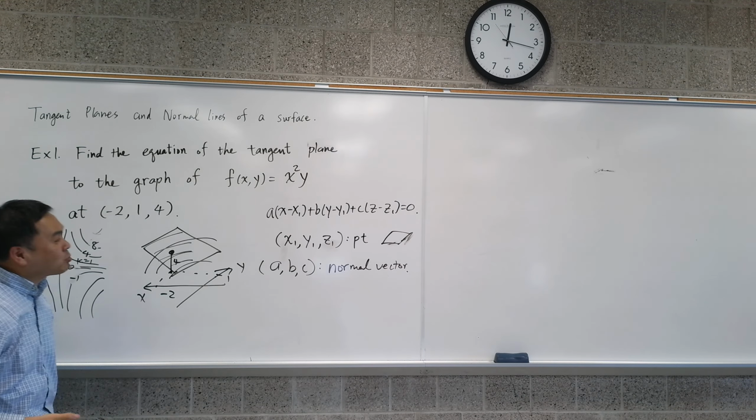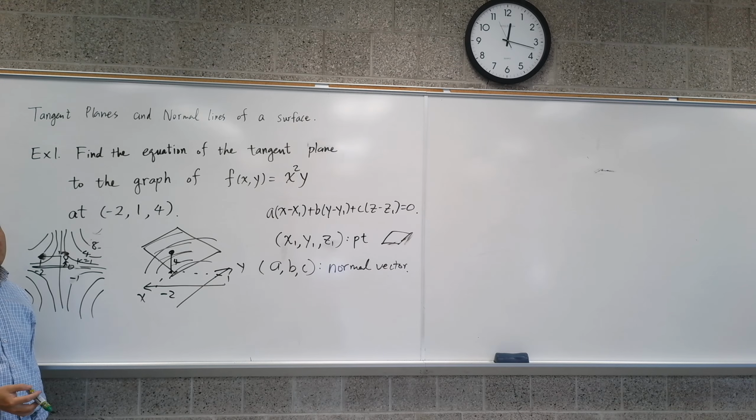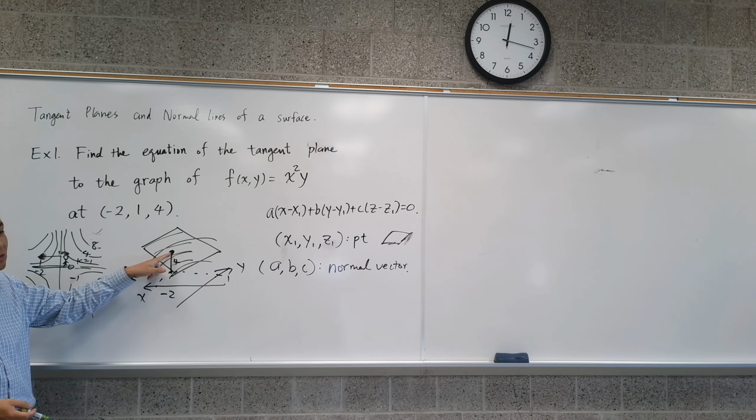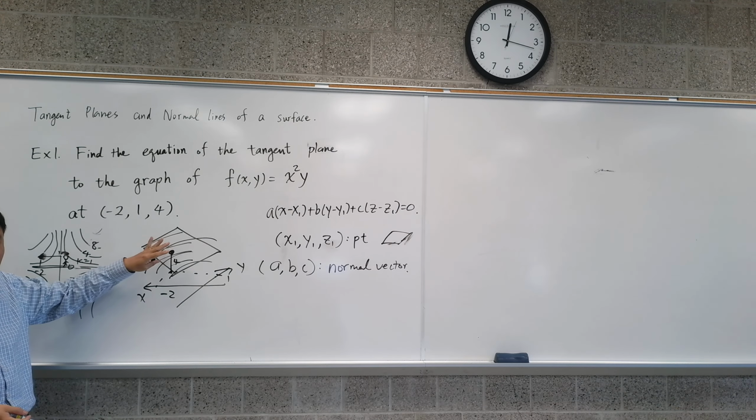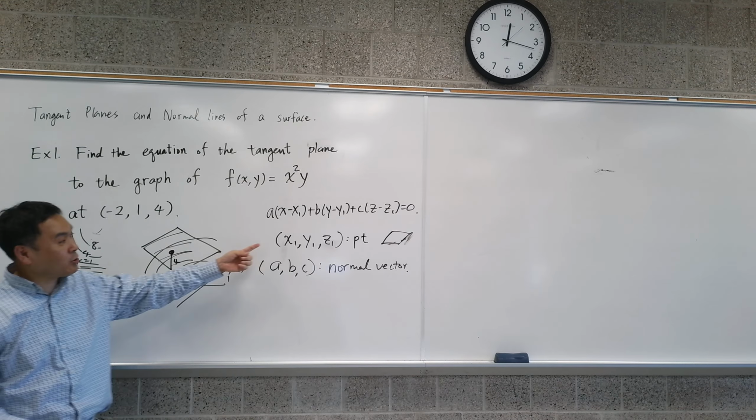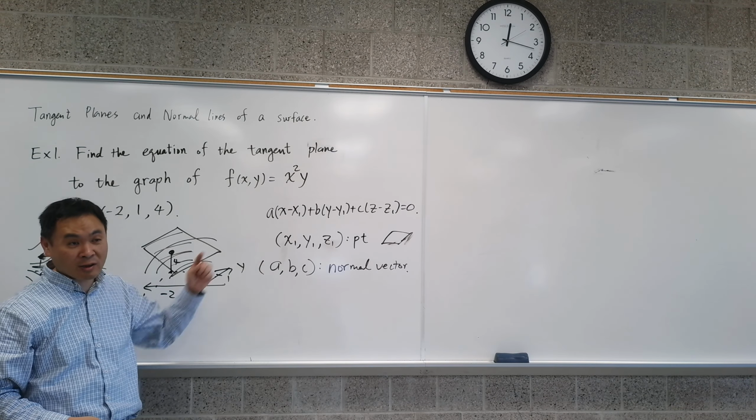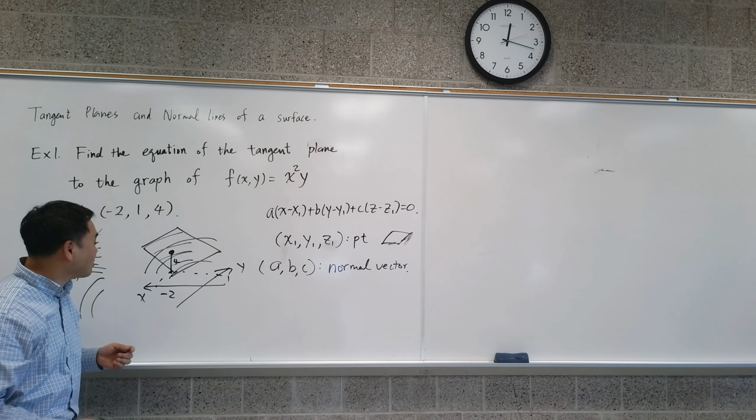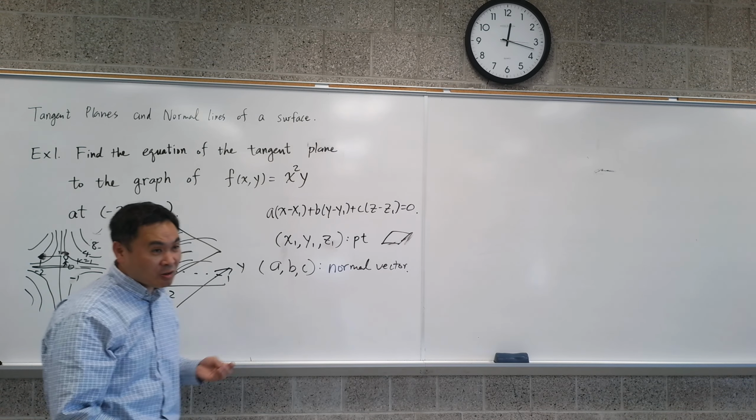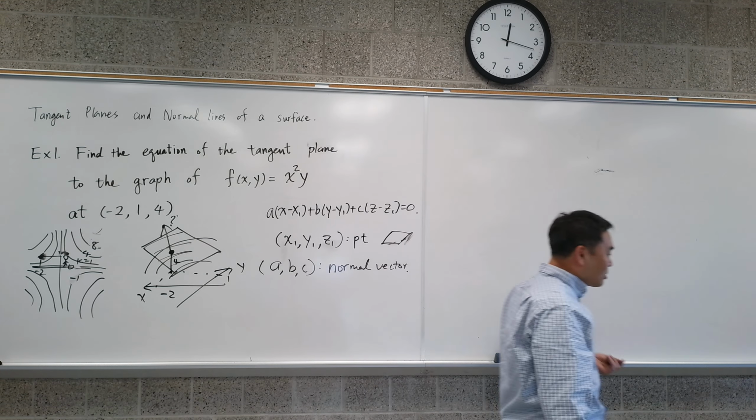Now we already have a point. What is it? We're already given a point. Negative 2, 1, 4 is the point on the surface where the tangent plane must be touching. So the tangent plane should also pass through this point. We have a point; that's something we already have. That means the only thing we have to figure out is this normal vector. That's the question. That's all. Once you figure that out, then you can answer this.